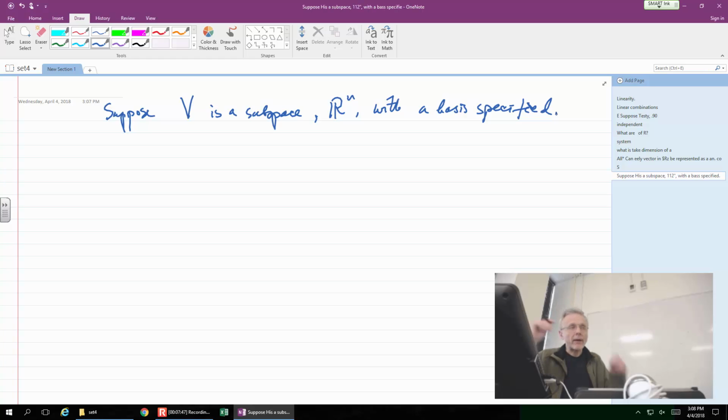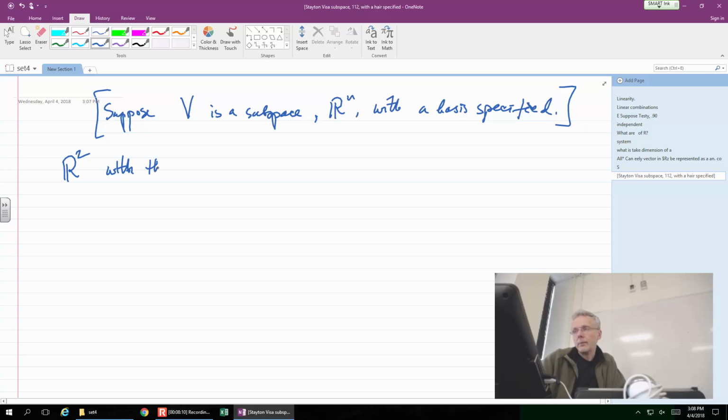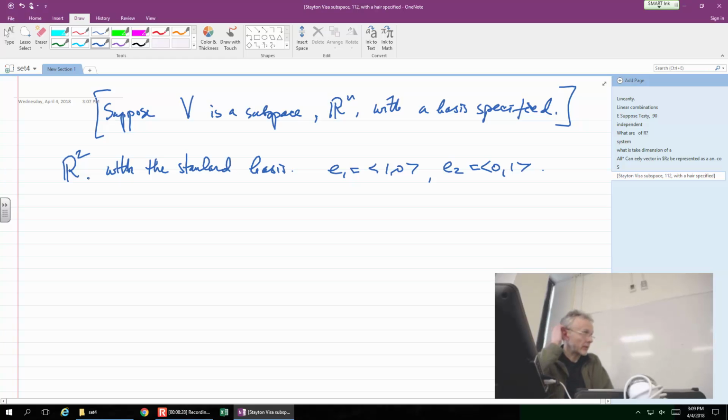Specified meaning that, why do we have to specify a basis? We could just, for the point of saying that it is not necessarily the standard basis. But we start with the standard basis. Okay, so that's the general setting. But let's start small, and let's just take the two-dimensional space with the standard basis. So in other words, e1 is equal to (1, 0), e2 is equal to (0, 1). That's my basis.